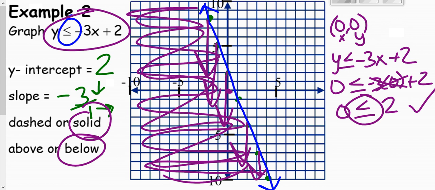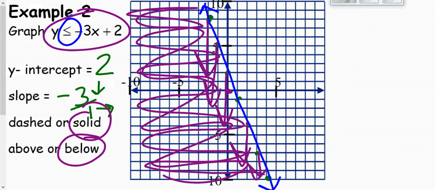Let's test one on the other side just so you can see what happens. So let's say we pick the point 0, 5. Let's pick that one right there. 0, 5. Okay, it's on the side of the line that we obviously didn't shade. So this is my x value, this is my y value. So I'm going to plug them into that same inequality.